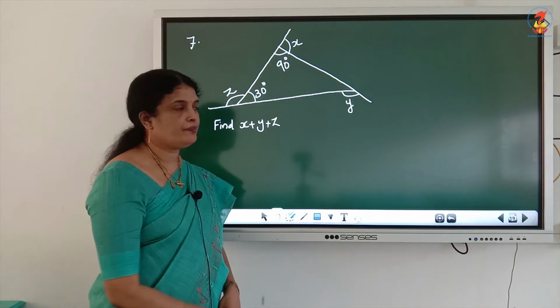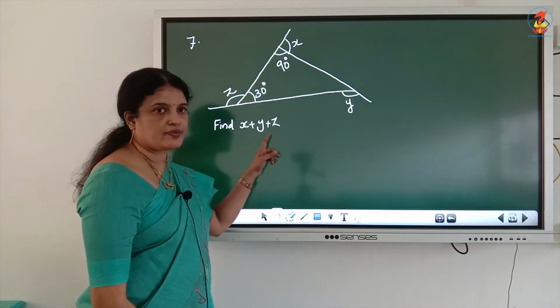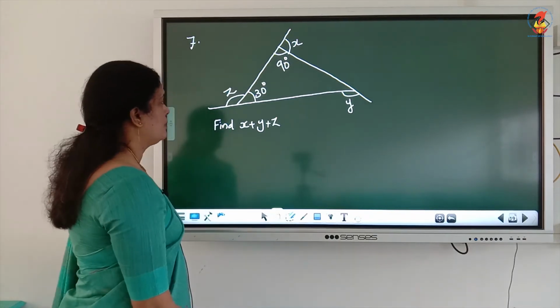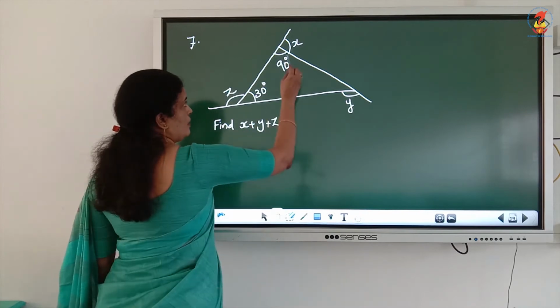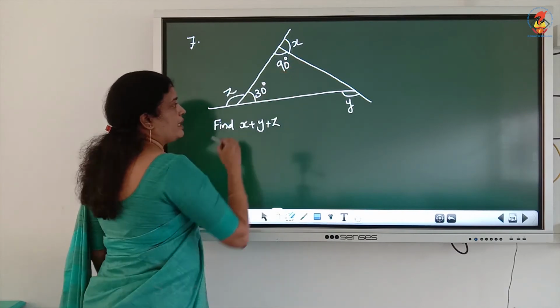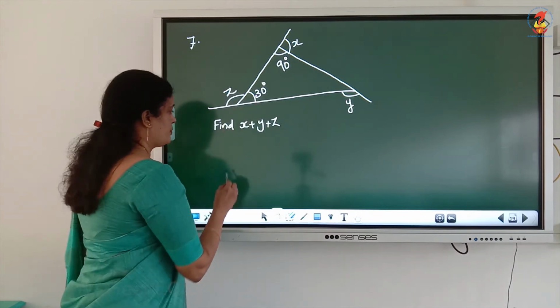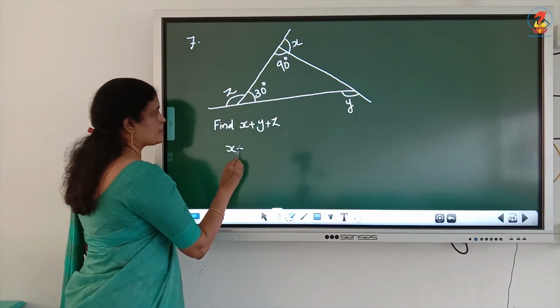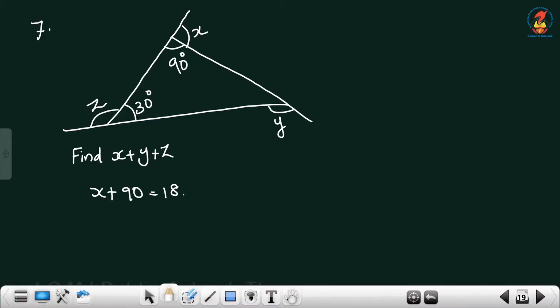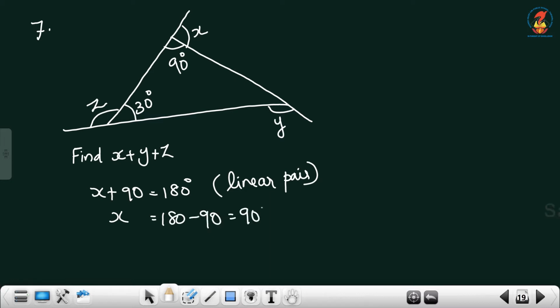Question number 7. Find x plus y plus z. In this figure, x and 90 form a linear pair, z and 30 form a linear pair. Then you can write x plus 90 equal to 180 degree. In brackets you can write the reason, linear pair. x is equal to 180 minus 90 equal to 90 degree.